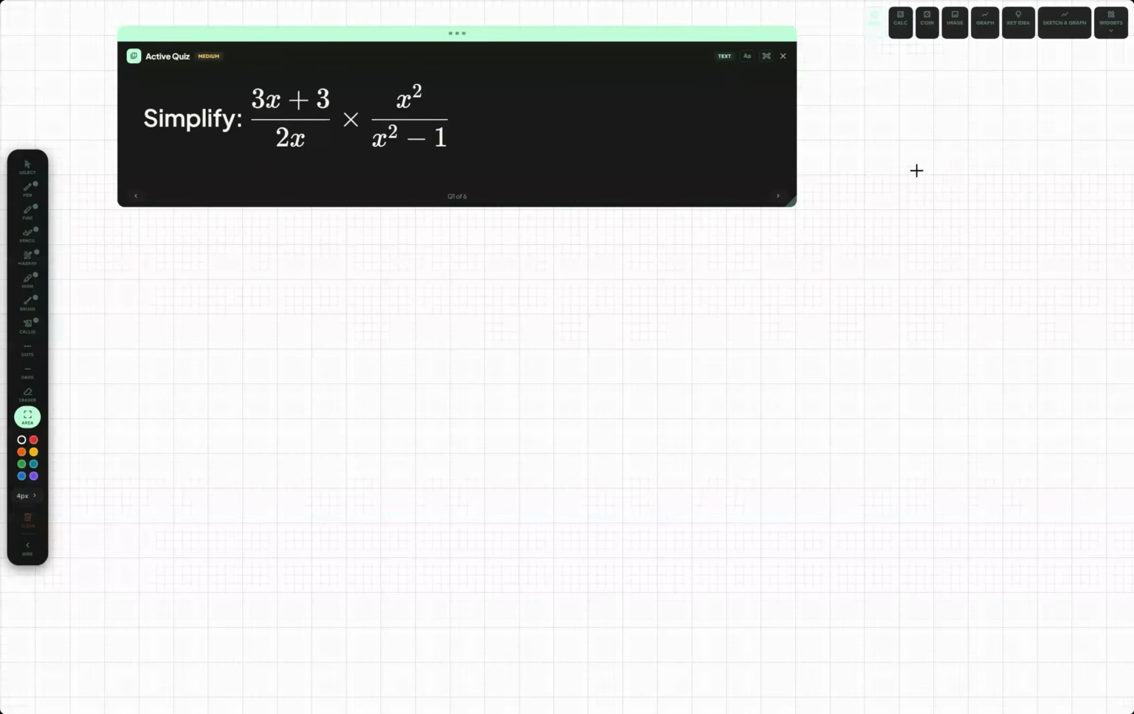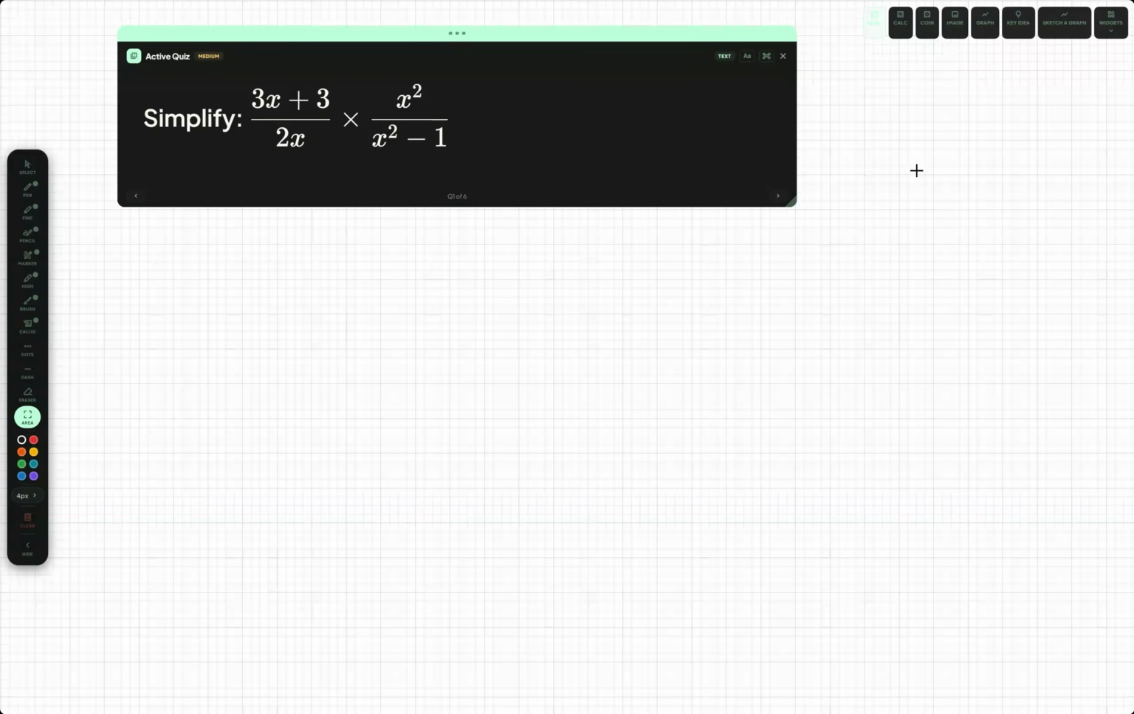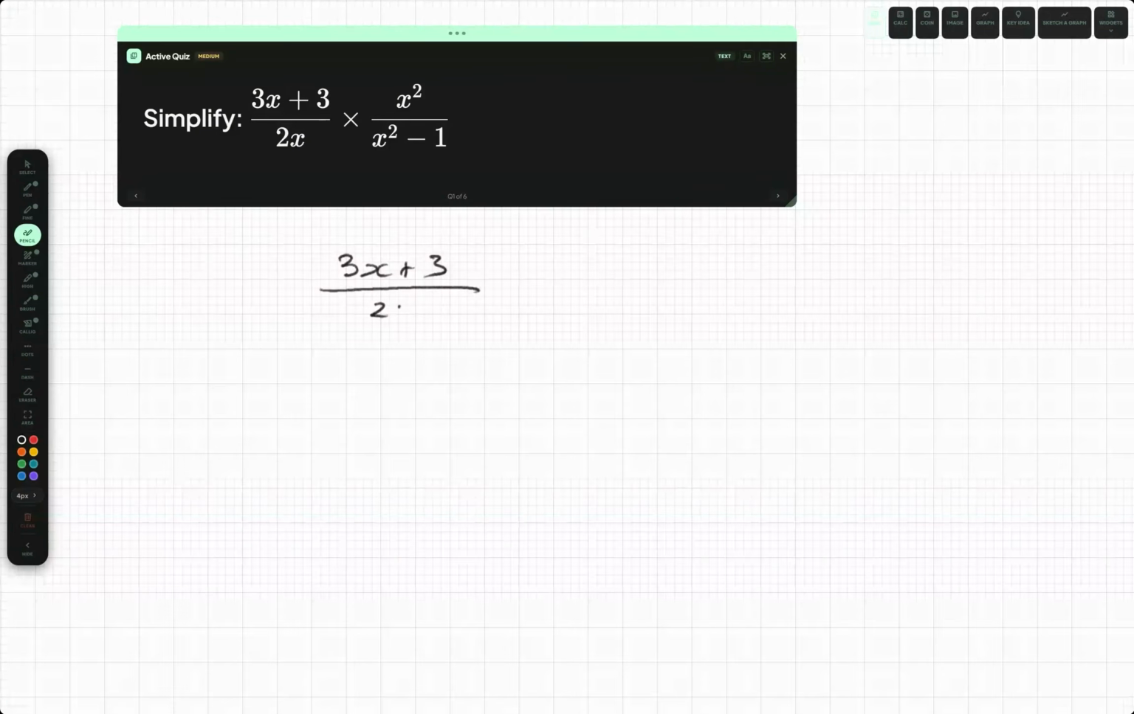Okay, welcome back. We're going to be looking today at some more algebraic fractions, and it's going to get a little bit more complicated. And there's a reason why I've stretched this out so large. It gets a bit larger. Just don't worry about it. We'll get to it. So our first one here, we have 3x plus 3 all over 2x multiplied by x squared over x squared minus 1.